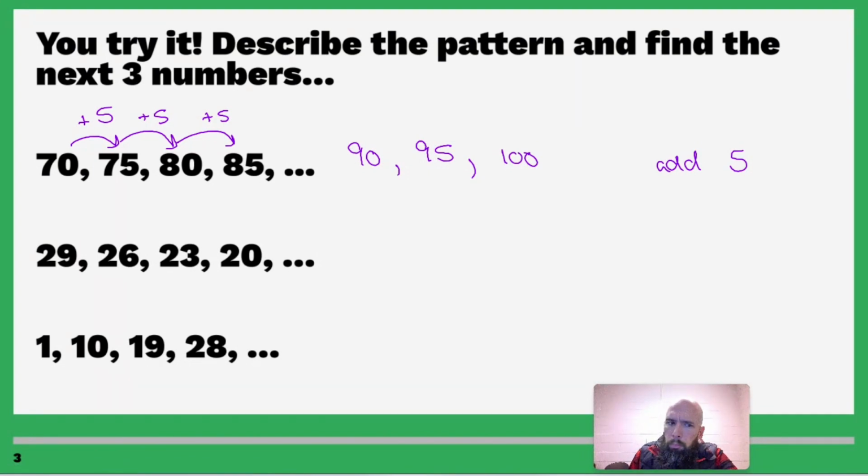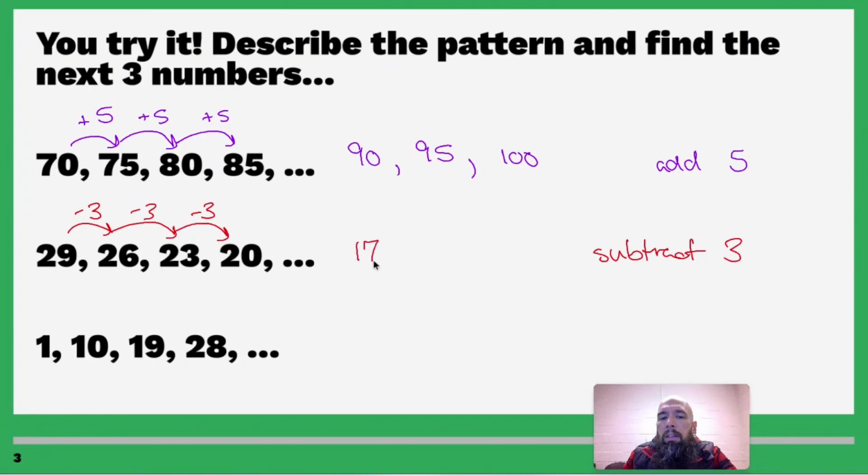All right, let's do another. These numbers are getting smaller. So probably, well, let me see, 29 minus 3 is 26. 26 minus 3 is 23, and 23 minus 3 is 20. So this one is subtract 3. 20 minus 3 is 17. 17 minus 3 is 14, and 14 minus 3 is 11. We did it.